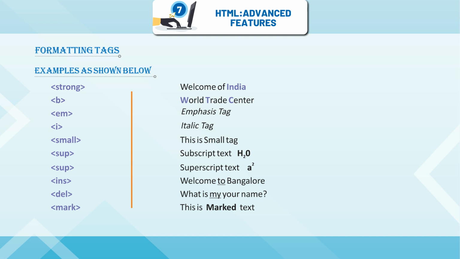Examples as shown below. Open strong tag, welcome of India. Open bold tag, World Trade Center. Open emphasis tag, emphasis tag. Open italic tag, italic tag. Open small tag, this is small tag. Open SUB tag, subscript text H2O. Open SUP tag, superscript text A2. Open insert tag, welcome to Bangalore. Open delete tag, what is your name? Open mark tag, this is marked text.